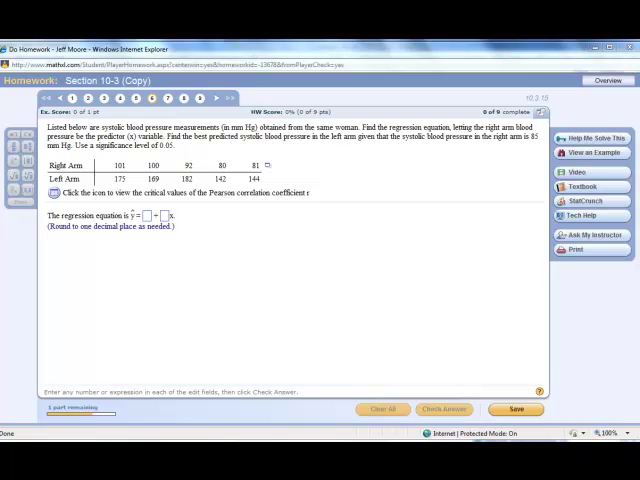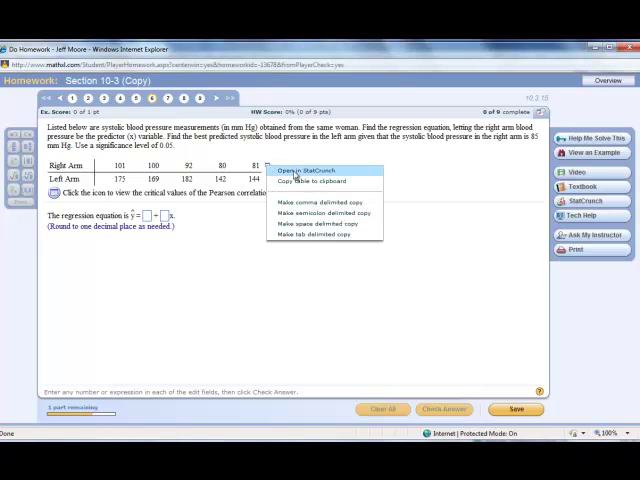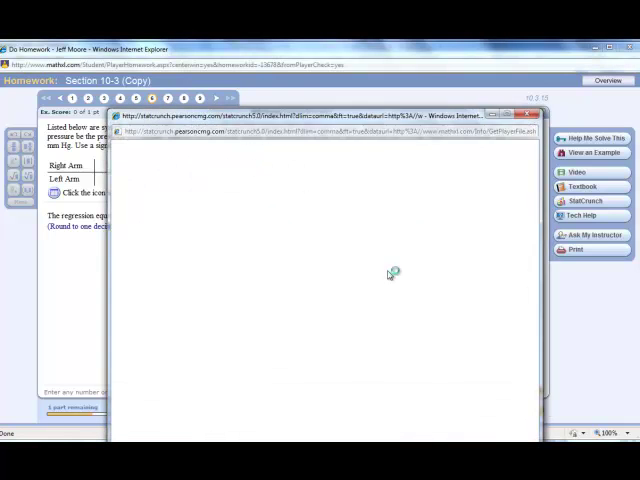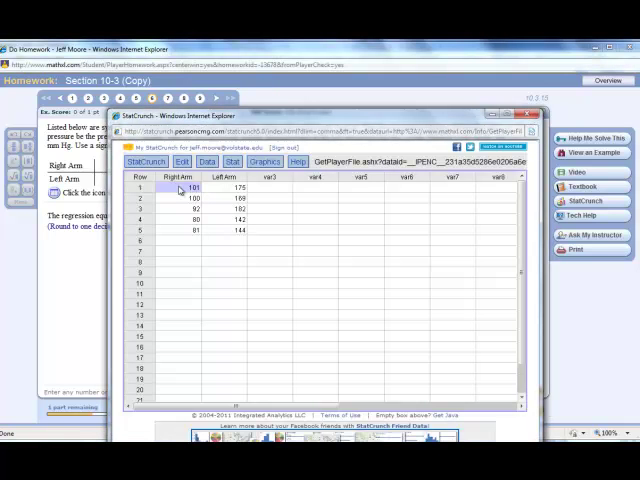So we have this correlated data. We have some right arm values that correspond to left arm values. It would be best to use StatCrunch to determine this regression equation for us, so we will click the little box, open this in StatCrunch, and it gives us the data with the column headings already entered.